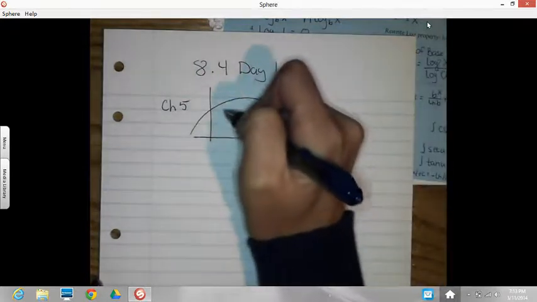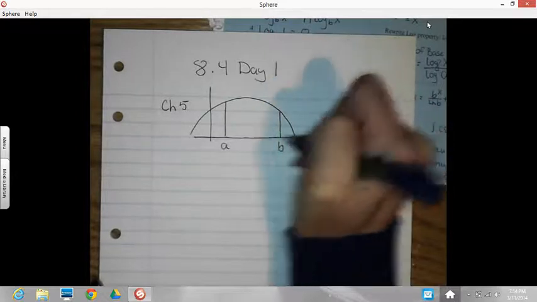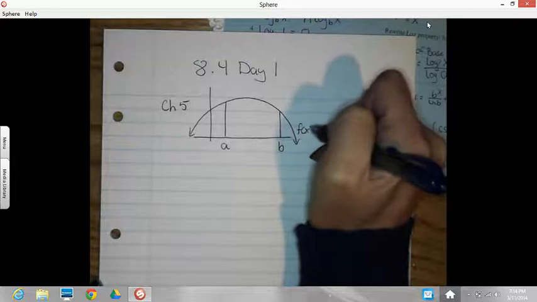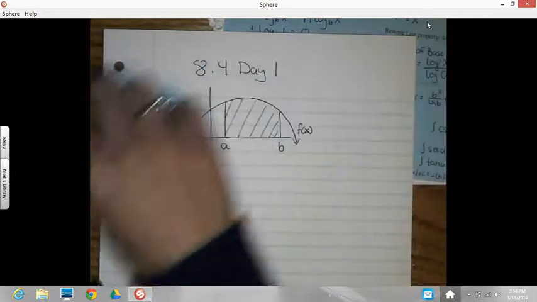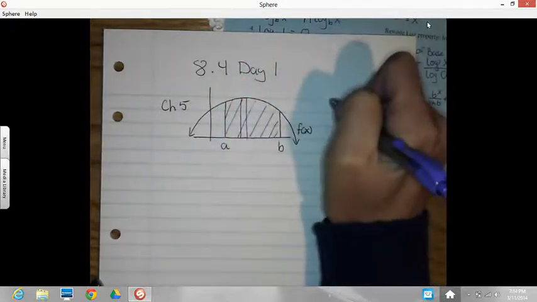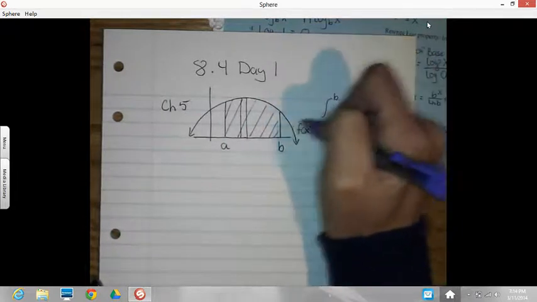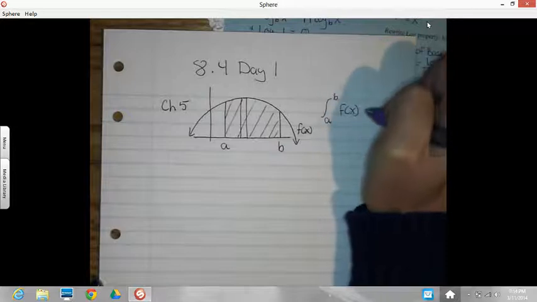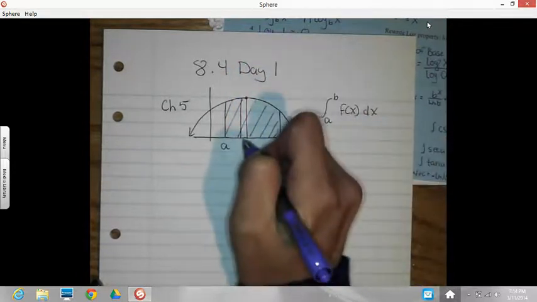So say we had this parabola, and you find the interval from some a value to some b value, f of x. The area under this curve, remember, was found by dividing it up into little rectangles, and the integral, which went from the lower boundary to the upper boundary of the function dx. And remember what this was doing, the f of x value was giving you the height of the rectangle, and the dx was the width of the rectangle.